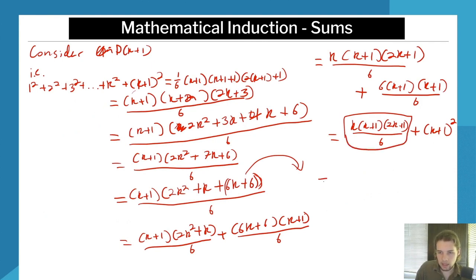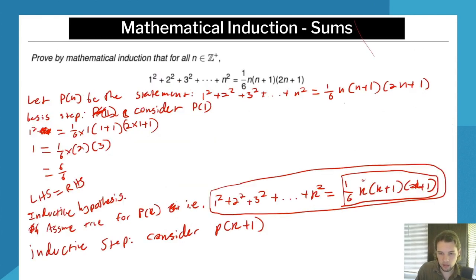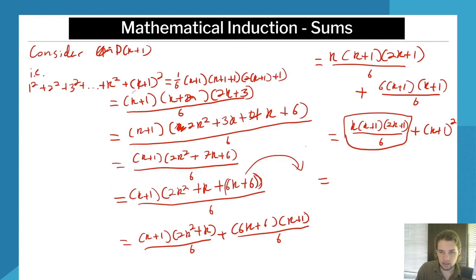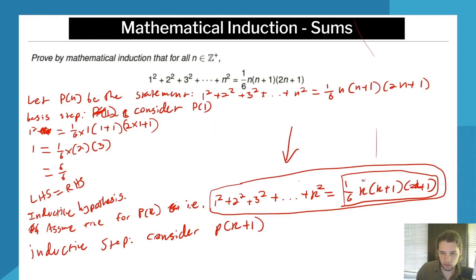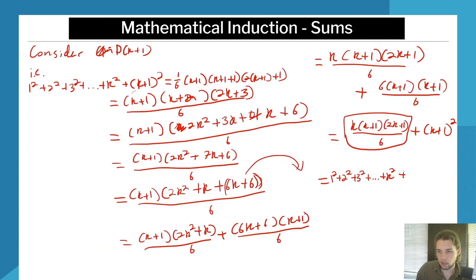So then I can say equals, since we have this right side here, remember this right side is equal to that, 1 squared plus 2 squared plus 3 squared plus dot dot dot plus k squared, because this side is equal to that side, and then we have this extra plus k plus 1 squared. And now our equation actually looks exactly like this over here. So our proof is done. We have left-hand side equals right-hand side.